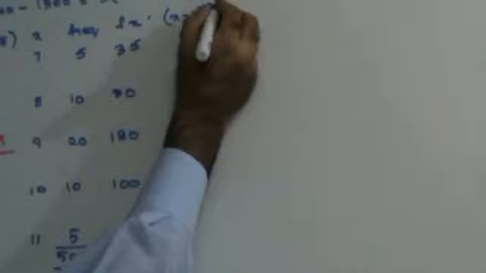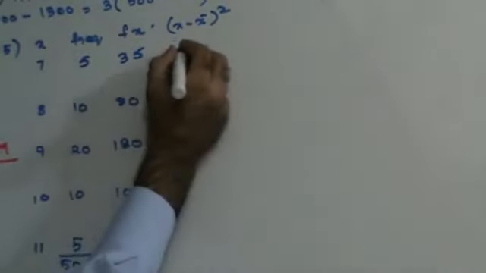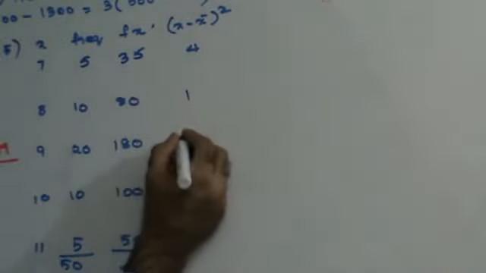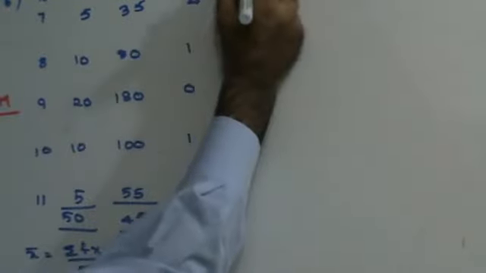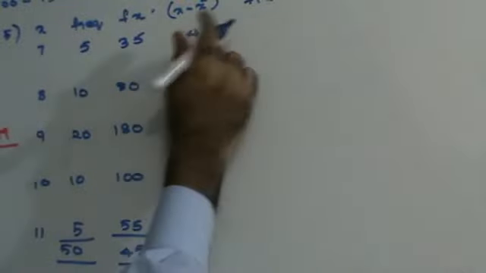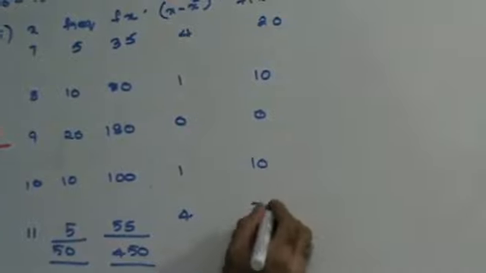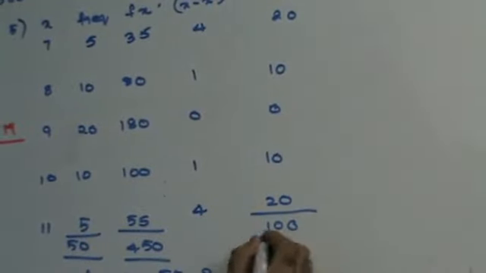Now, let's find out x minus x bar the whole square. 7 minus 9 is minus 2. Minus 2 the whole square is 4. 8 minus 9 is minus 1, the whole square is 1. 9 minus 9 is 0. 10 minus 9 is 1. 11 minus 9 is 2. 2 square is 4. Now find out f into x minus x bar the whole square. F into x minus x bar: 20, 10, 0, 10, 20, 100.